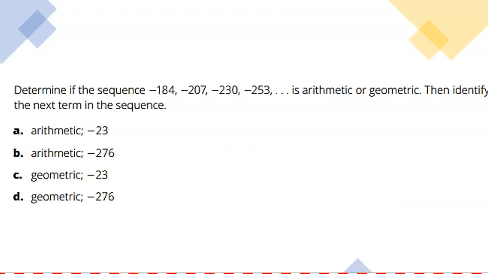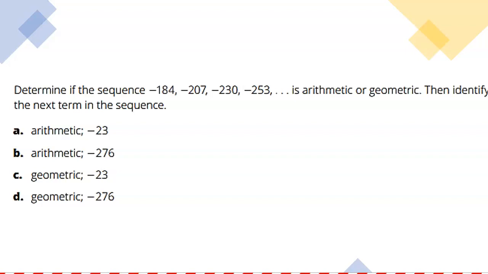Okay, determine if the sequence negative 184, negative 207, negative 230, negative 253, continuing, is arithmetic or geometric. Then identify the next term in the sequence. So again, let's break it down. Let's look at our sequence. Our sequence here is decreasing because the negative numbers are getting larger, so it's becoming more and more negative. So we know it's decreasing.